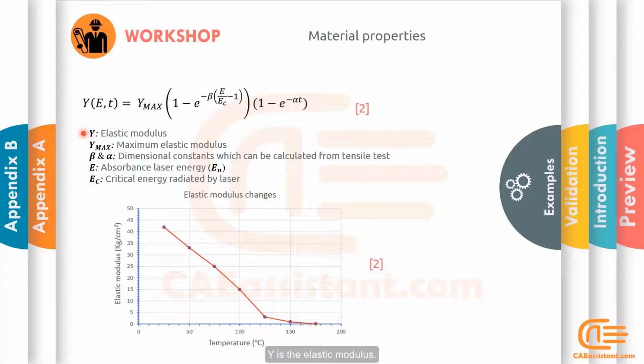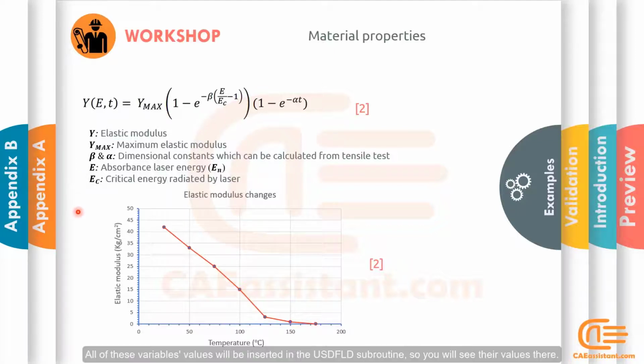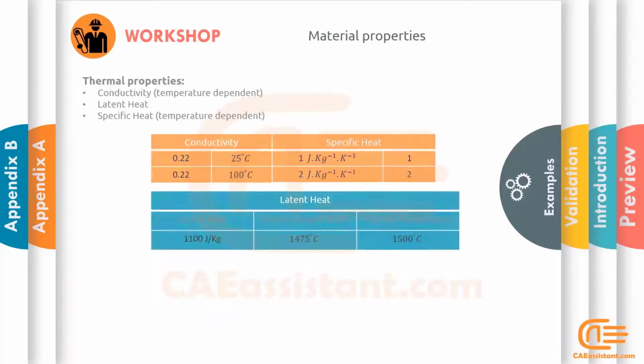Y is the elastic modulus. Y max is the maximum elastic modulus. Beta and alpha are the dimensional constants calculated from the tensile test. E is the laser energy that we calculated by the previous equation. EC is the critical energy of the laser. All of these variables' values will be inserted in the USDFLD subroutine, so you will see their values there.